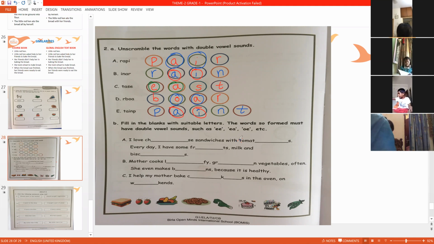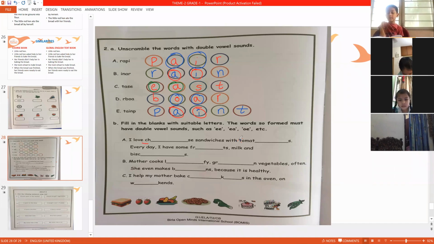Yes. Now see. Next one. Next we have here fill in the blanks. We have to fill these blanks again with double vowels. Few letters are already written there. You have to just write the suitable double vowel letters here to complete this word. I love dash. You can see here I love CH dash SE. So what are the two vowels you are going to fill there?